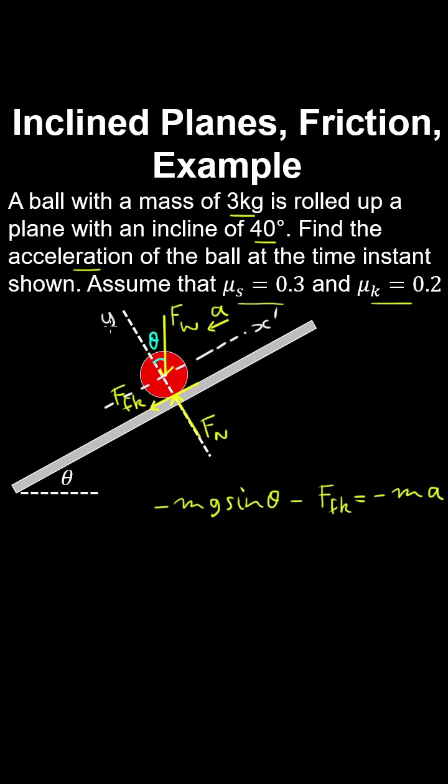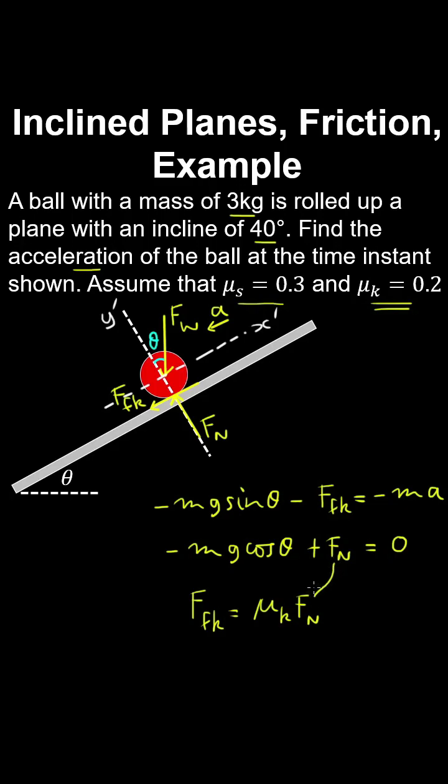Now applying Newton's first law in a perpendicular direction, and note that the magnitude of the kinetic friction force is proportional to the magnitude of the normal force. And we use the kinetic friction coefficient because the ball's in motion. So from this equation, you can substitute for the normal force, you'll get an expression for the kinetic friction force, which you can substitute into this equation, and then you'll be able to find the acceleration.